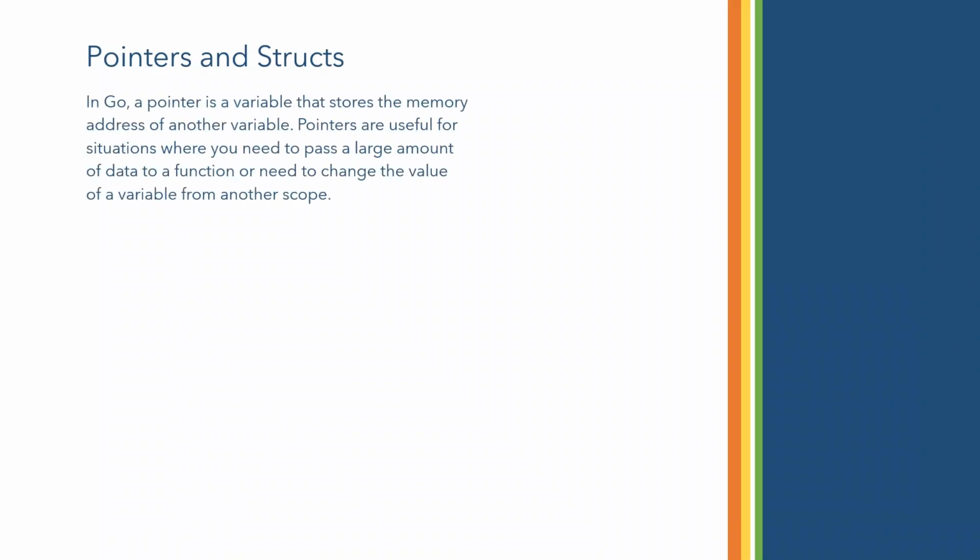In Go, a pointer is a variable that stores the memory address of another variable. Pointers are useful for situations where you need to pass a large amount of data to a function or need to change the value of a variable from another scope.